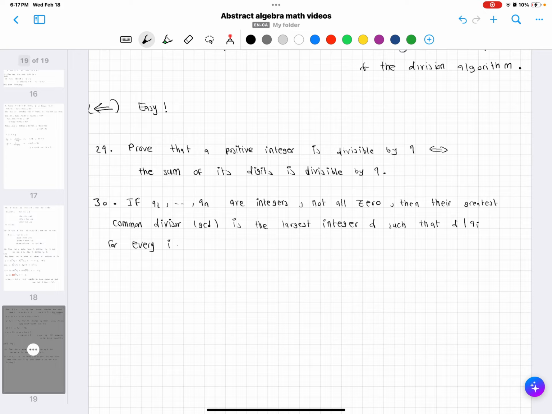Prove that there exist integers ui such that you can express D as a linear combination of all of the ai using the ui.